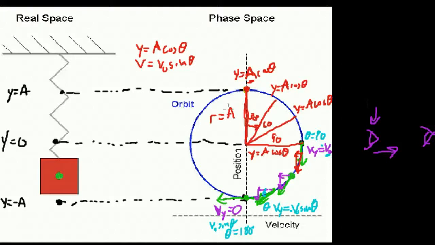Alright, in the previous video we started talking about simple harmonic motion and how we take these motions in the real world and we project them or map them onto this phase space, which we can then relate back to what's happening in this real space.